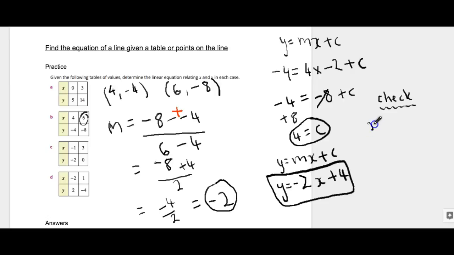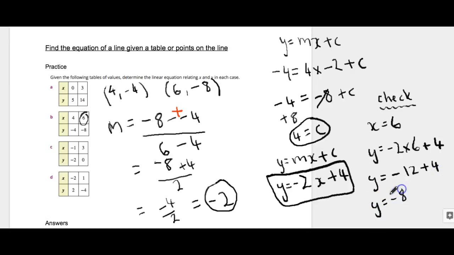All right, so let's let x equal 6. So we're substituting it into our equation, -2 times 6 plus 4. Okay, so instead of x here, I've now got 6. -2 times 6 is 12. Sorry, -12 plus 4. And that is equal to -8. Is that correct? Let's check on our table. Yes, it is. Therefore, give ourselves a big tick. All right, so go ahead and do C and D.